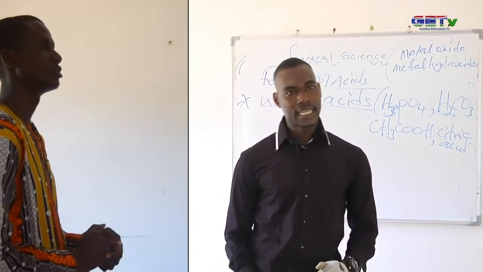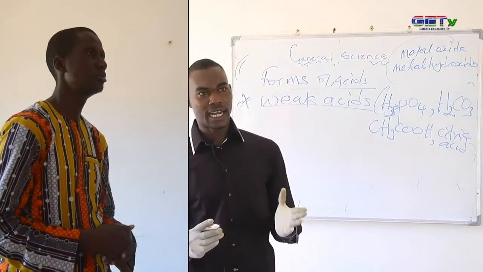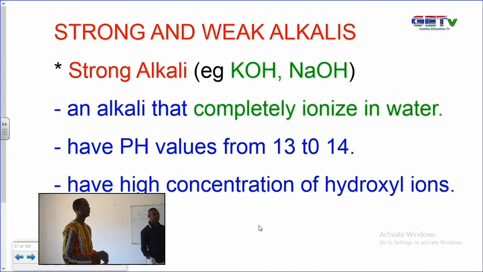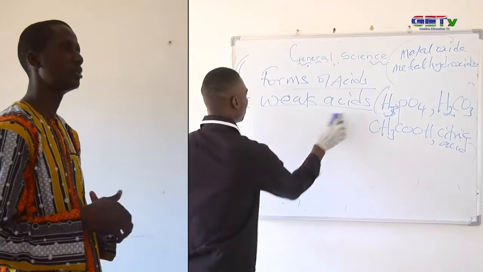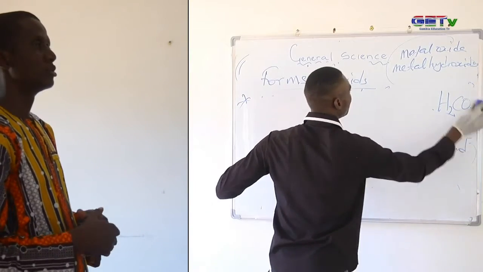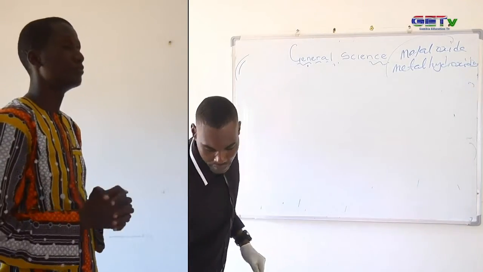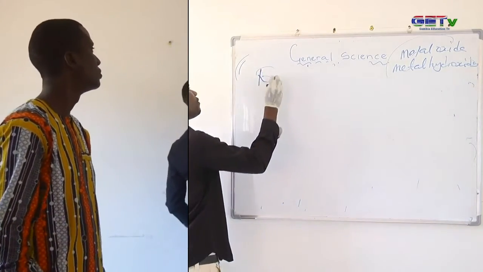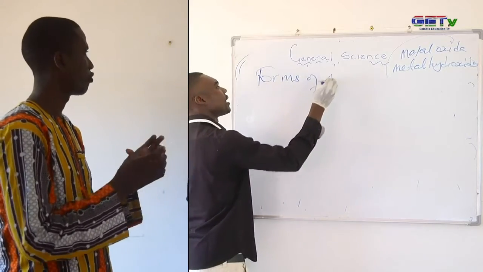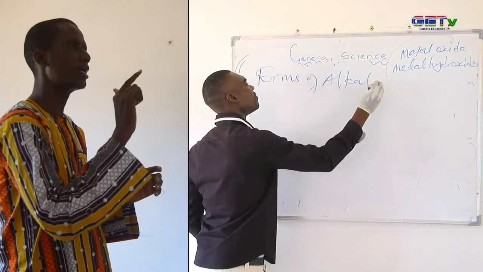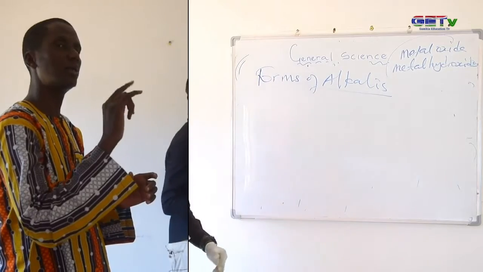Both alkalis now, again, strong alkalis and weak alkalis. Just as I mentioned about strong acids and weak acids, the same thing applies to alkalis also. They can be strong, they can be weak. Good. So let's look at that quickly. Forms of bases or alkalis. We call this forms of alkalis. They also come in two forms.